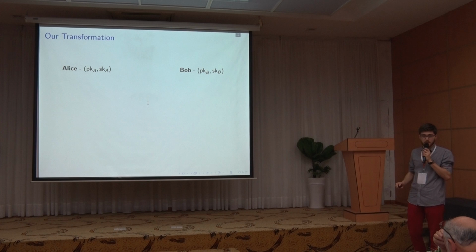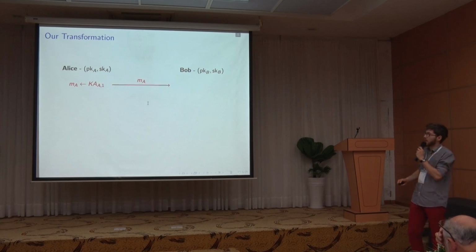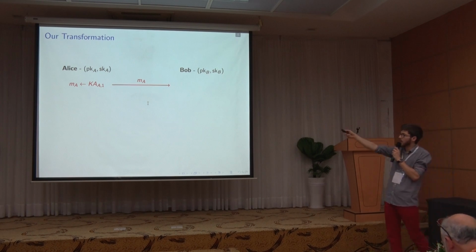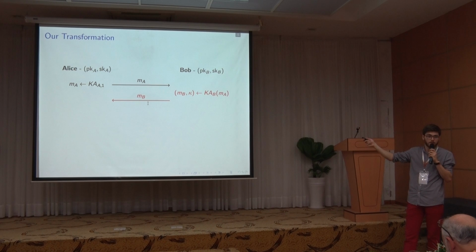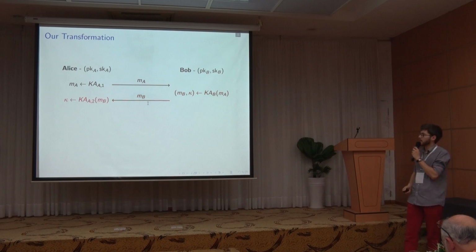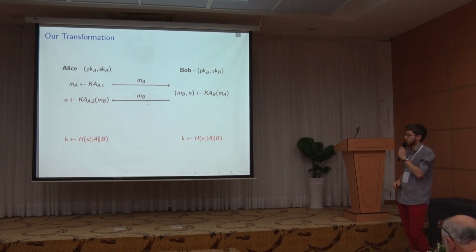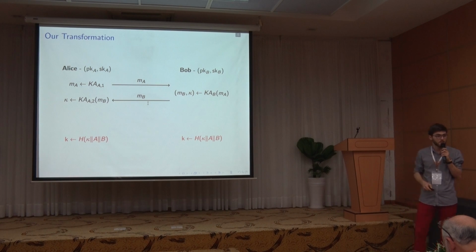So we start with Alice and Bob with their long-term keys, like before. And so we will build our transformation on top of the passive key exchange. So Alice generates her first message, sends it across. We assume that the KA protocol retains some form of state. Bob generates his response, and he's able to derive the inner key kappa. And then Alice is able to derive the same key with Bob's message. Then they can both hash these with their identities to obtain the final session key.